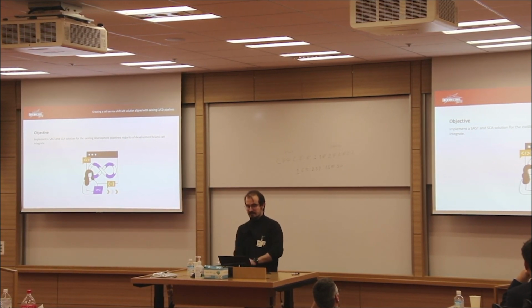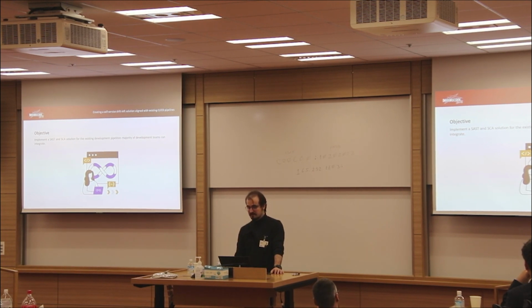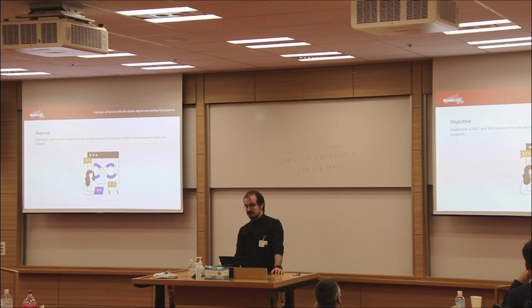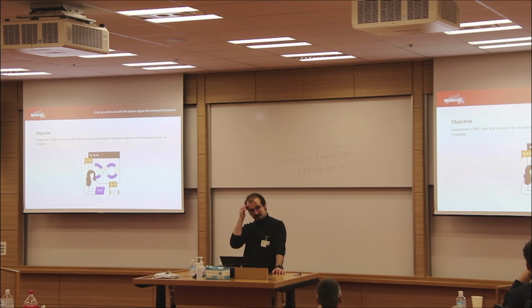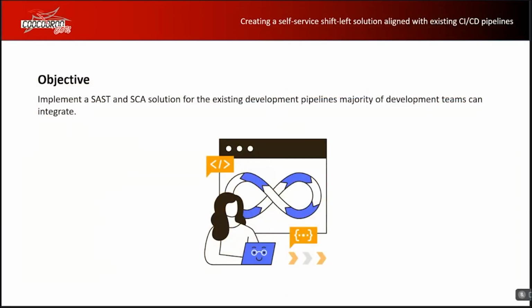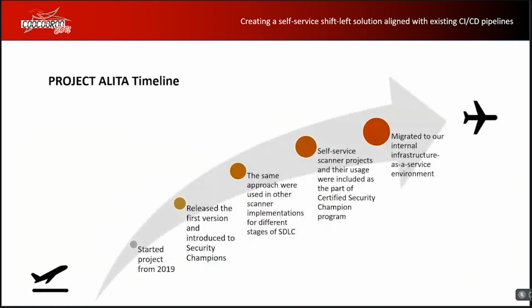The majority of development teams can integrate with their existing pipelines, primarily focused on Java-based projects, but also possibly covering some programming languages like PHP and Ruby, ideally using Jenkins, SonarQube, and an SCA solution. We ended up choosing the OWASP Dependency-Check, which covers multiple platforms. And yeah, we named it Project Alita.